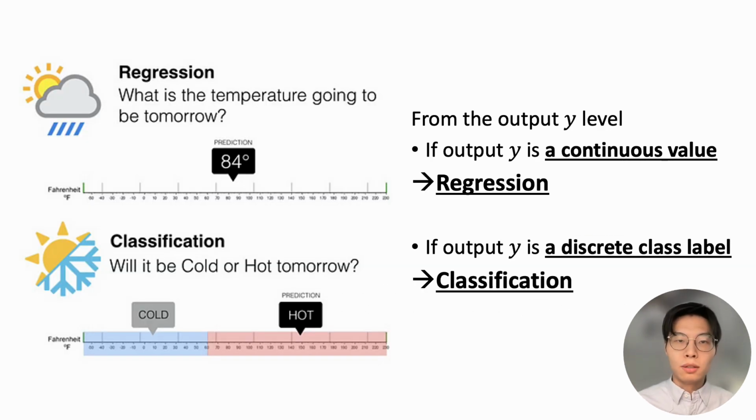I also want to let you know that even if the input of the problem is exactly the same, it can either be a regression or classification problem, depending on the output of the problem. As you can see in these two examples, when you ask what's the temperature going to be tomorrow, this will be a regression problem because the temperature will be a continuous value. However, when you ask will it be cold or hot tomorrow, this turns to be a classification problem because the answer will be discrete, either cold or hot.